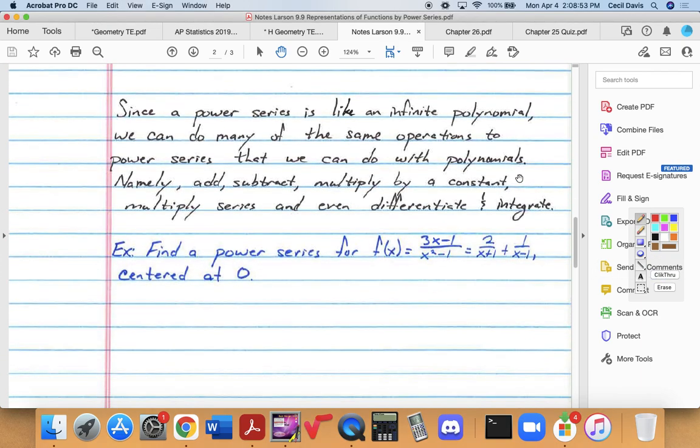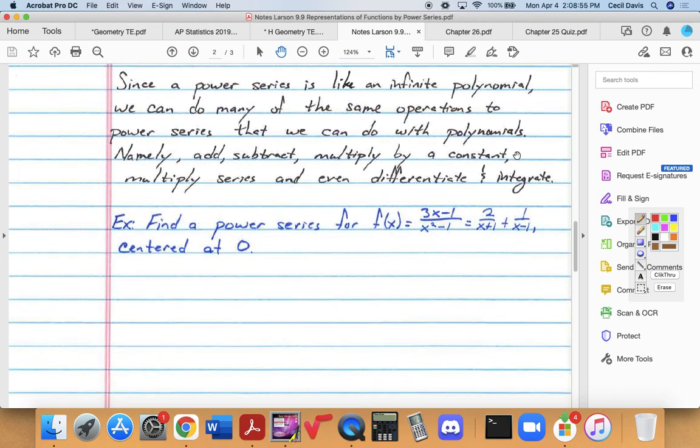So this does come up fairly often, not every year, but fairly often. Since a power series is like an infinite polynomial, we can do a lot of the same things that you can do with a polynomial. You can add, you can subtract, you can multiply by a constant. You can multiply a whole series together, and that one comes up now and then, and it's awful. And even differentiate and integrate.